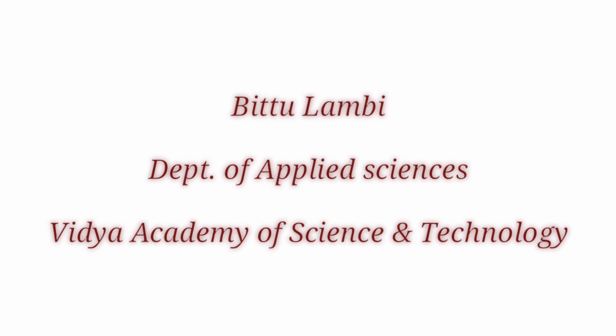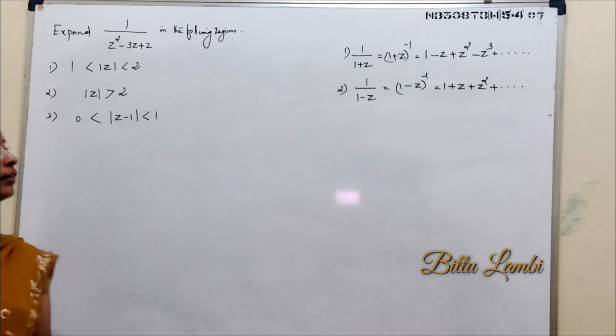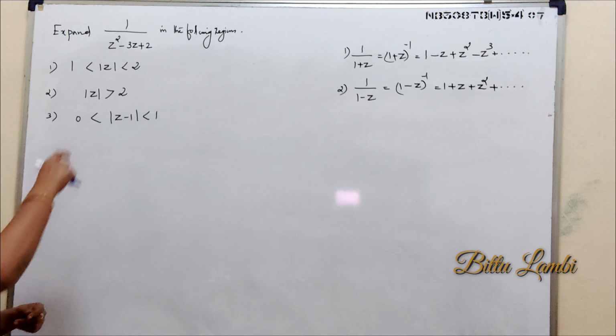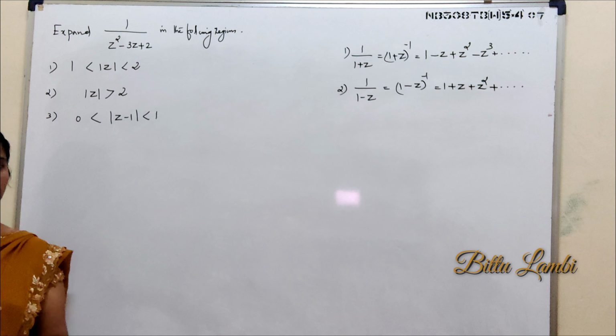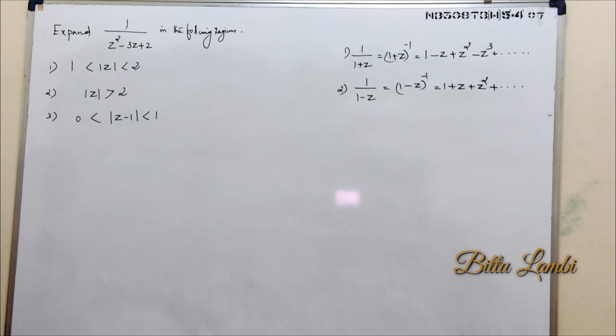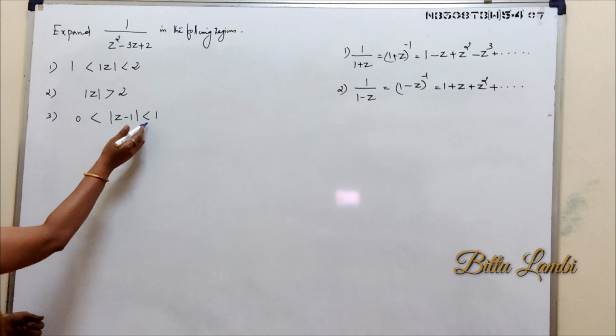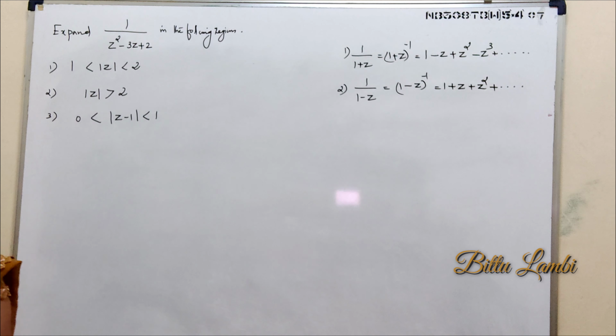In this video, I am going to discuss some important problems for university examination. Consider the question: expand 1 by z square minus 3z plus 2 in the regions. Number 1, 1 less than mod z less than 2. Next, mod z greater than 2. Third region is 0 less than mod z minus 1 less than 1.